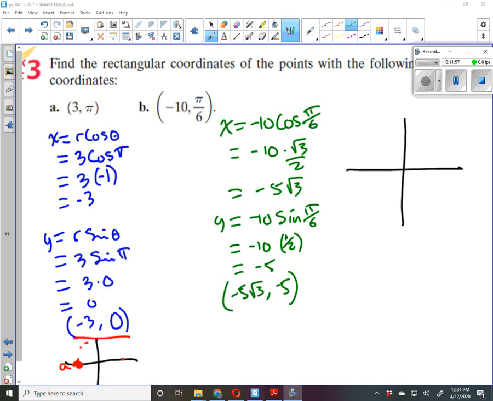Again, negative 10 out here, rotated pi over 6 comes down to here, on the coordinate plane, negative 5 root 3, negative 5. I said that backwards. Negative 5 root 3, negative 5 puts you in the same location.